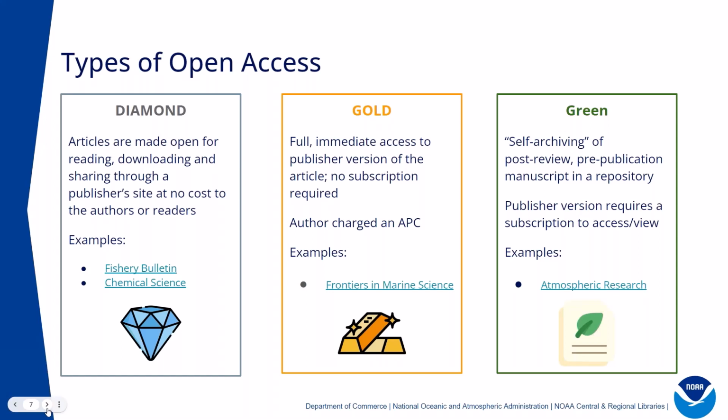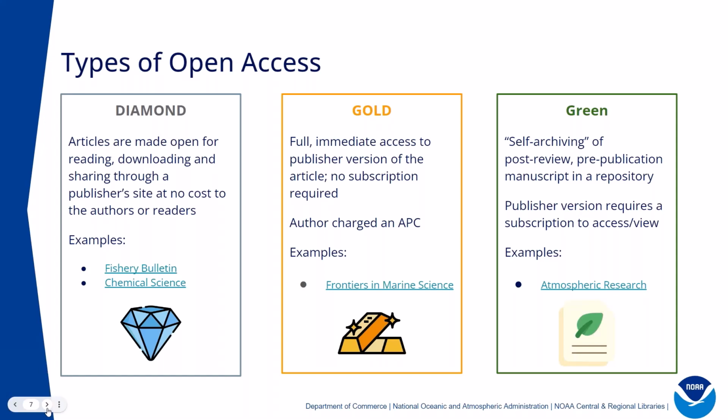A great example of this is our very own Fishery Bulletin through the National Marine Fisheries Service. This is what's considered a diamond open access journal. Another example is Chemical Science. So these are just 2 examples of diamond open access journals where there is no fee associated for authors or readers.